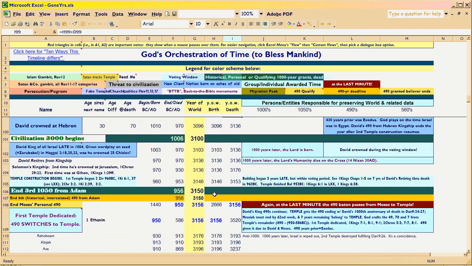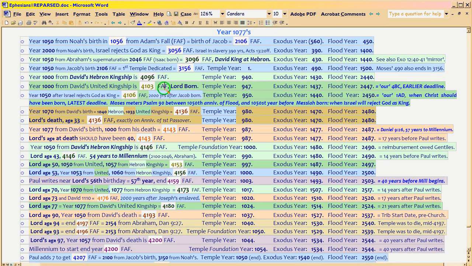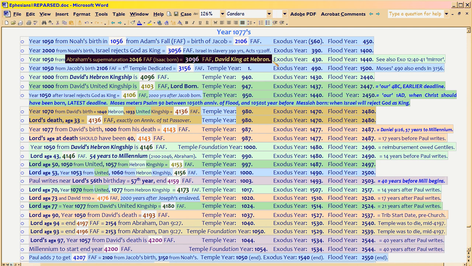3143 plus 7 is 3150. That's how it should have gone. If it went that way, and this is the important thing, then this deadline here would have stayed the same, a 54-year credit owed to the Gentiles. But it can't stay the same now, because now all of a sudden we're late.